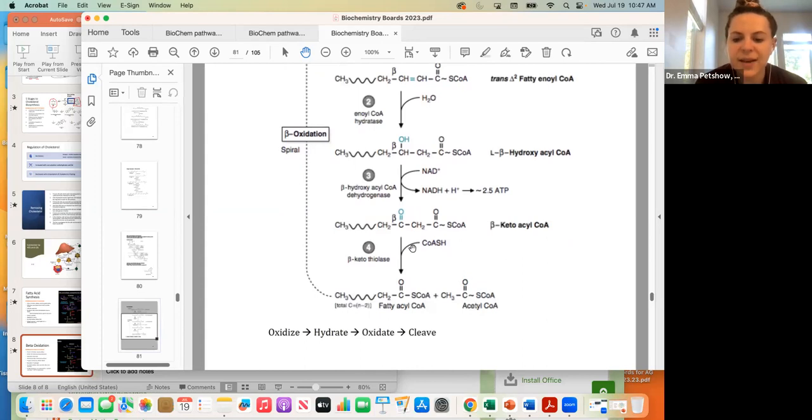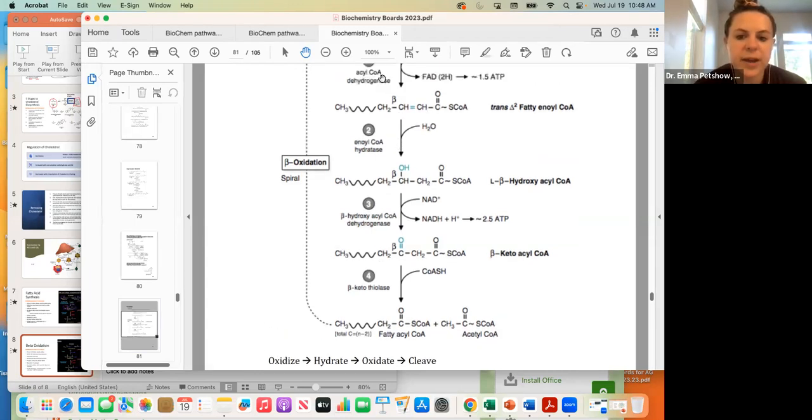At the end, when you do this process, you cleave off acetyl-CoAs. And so you're going to continue to do this process however many times you need to. If you have a carbon structure that's 12, you're going to undergo this process 5 times because you're going to break them apart in carbons of 2. And so you'll end up with 6 acetyl-CoA molecules if you have 12 carbons that you're starting with, if that makes sense.